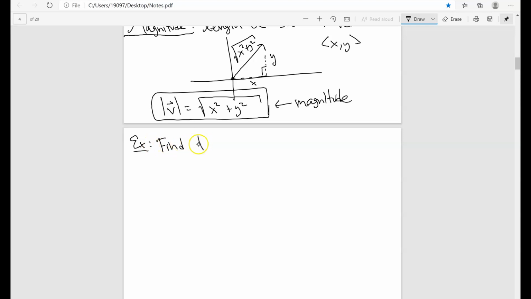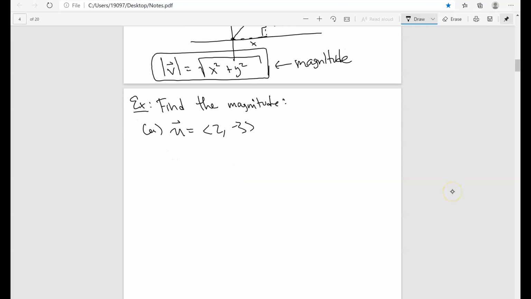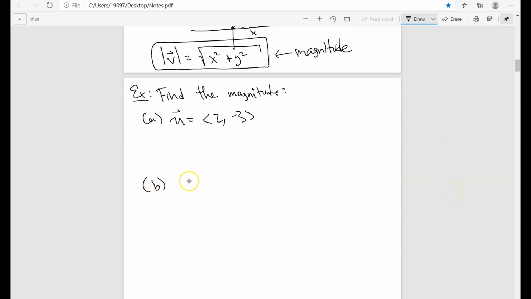Okay, find the magnitude. Let's say we start off with this vector u is equal to 2 comma negative 3. Let's say you also want to find the magnitude of w, where w is equal to 3/5 i plus 4/5 j. All right, so how would you find the magnitude of this? To find the magnitude, all you have to do is take each of the individual components, square them, add them, and then take the square root.